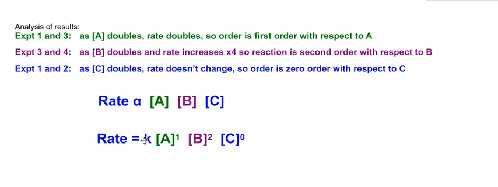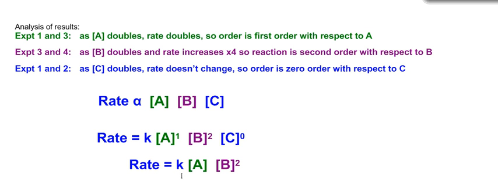So we get a rate equation that looks like this. And if you're familiar with maths, you will know that anything to the power of 0 becomes 1, and so this term no longer needs to be in the rate equation, and of course something to the power of 1 is simply itself. So our final rate equation looks like this bottom one here. Rate is equal to k, the concentration of A, the concentration of B squared.